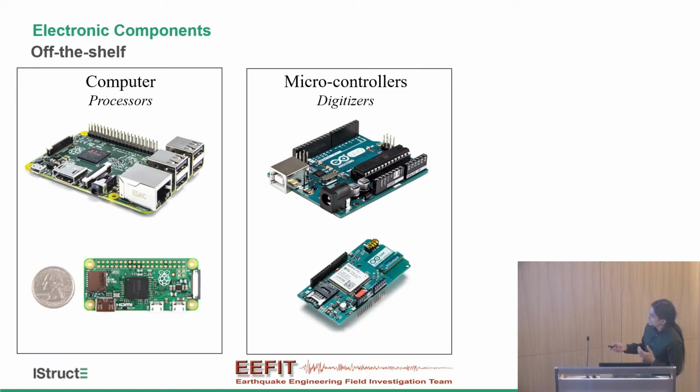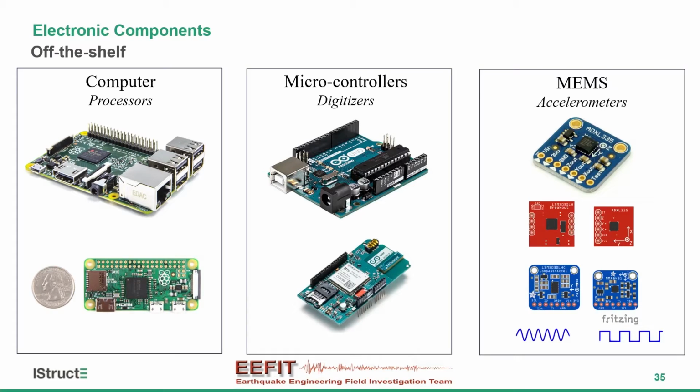So just quickly about the off-the-shelf components that we've been using, or we've been drawing from. We have the processor, that's basically a computer. We have microcontrollers that are acting as digitizers, and we have MEMS, those micro electromechanical sensors that are tiny sensors that are becoming super popular. For example, in a modern car, you can have more than 20 of those.